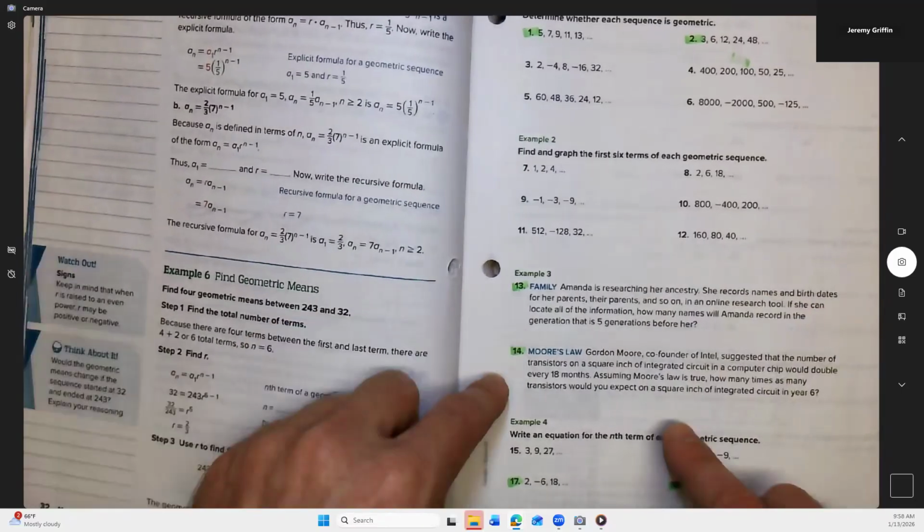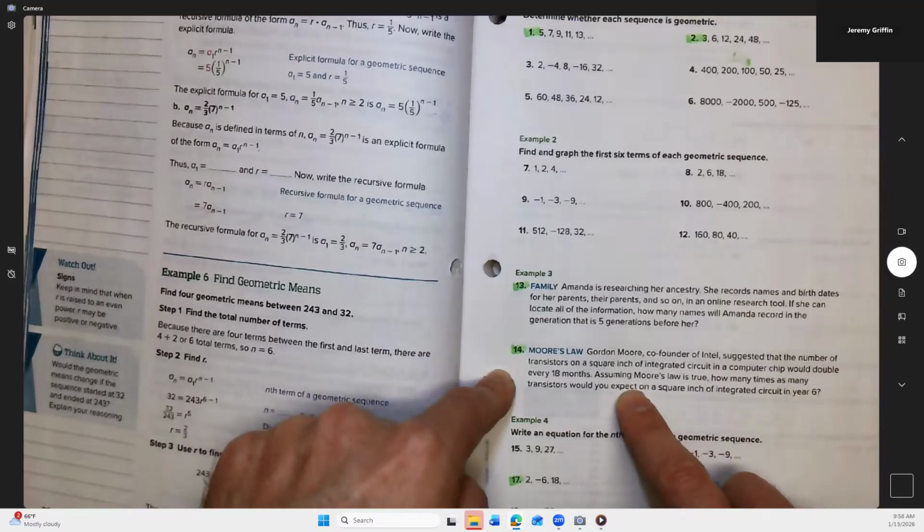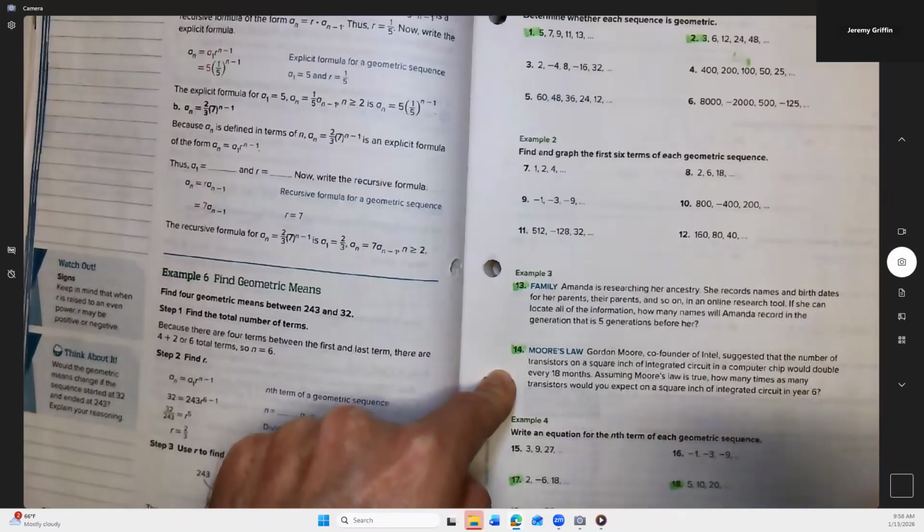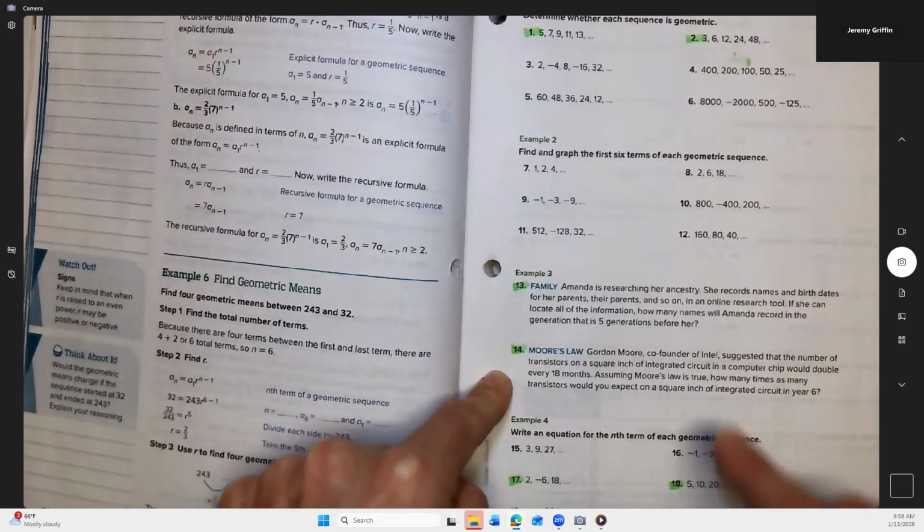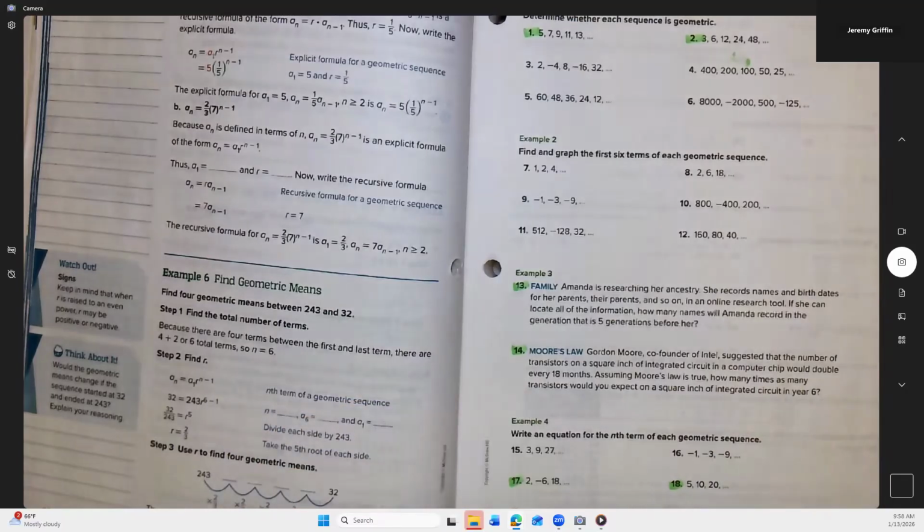And then, Moore's law. Did I show you guys Moore's law the other day? I brought up that graph that showed number of transistors on a chip released by year. Here, I'll go find it.